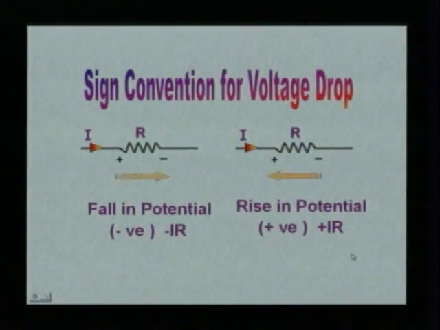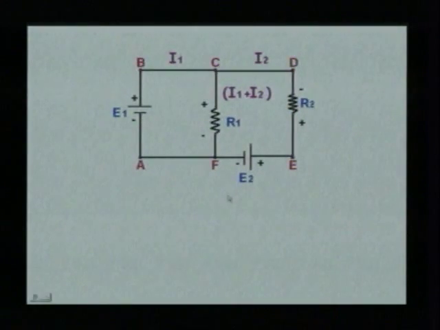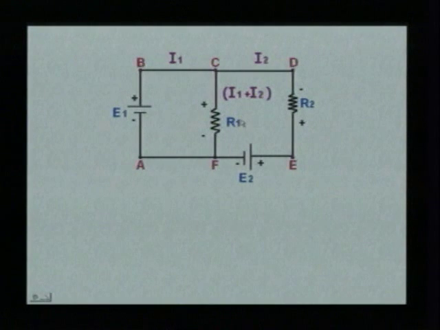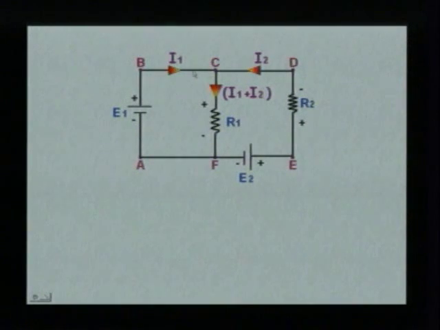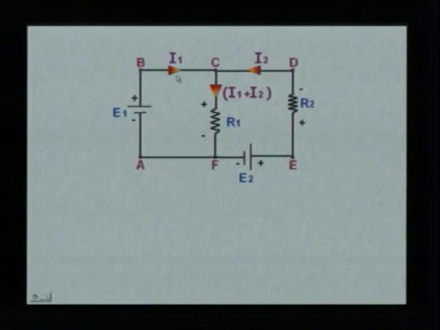Knowing these basic things, let us apply them to a circuit to find currents in various branches. Consider a circuit having two EMF sources, E1 and E2, and has got resistances R1 and R2. The currents that we are assuming are I1, I2, and I1 plus I2 is flowing through the resistance R1. The direction of current is not important. If it is wrong, it would be indicated by a negative sign in the result.